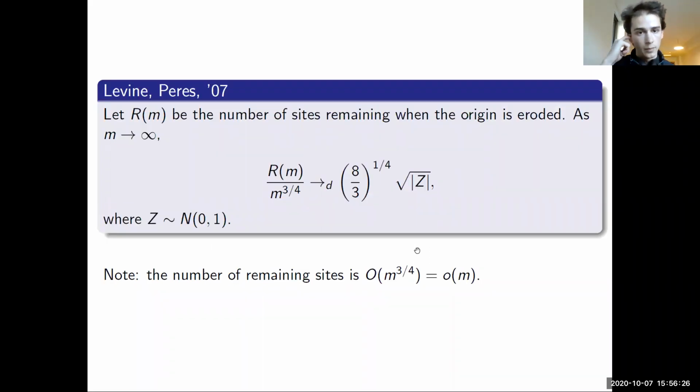So yeah, this is from a short note by Lionel Levine and Yuval Peres. I don't think it's published. It's on Lionel's website. So they use this coupling to show the following pretty precise result. You look at the number of sites remaining when the origin gets eroded. So eventually this erosion procedure does reach 0. When that happens, how big is the interval? They show that it's roughly order m to the 3/4, and they have a precise limit.